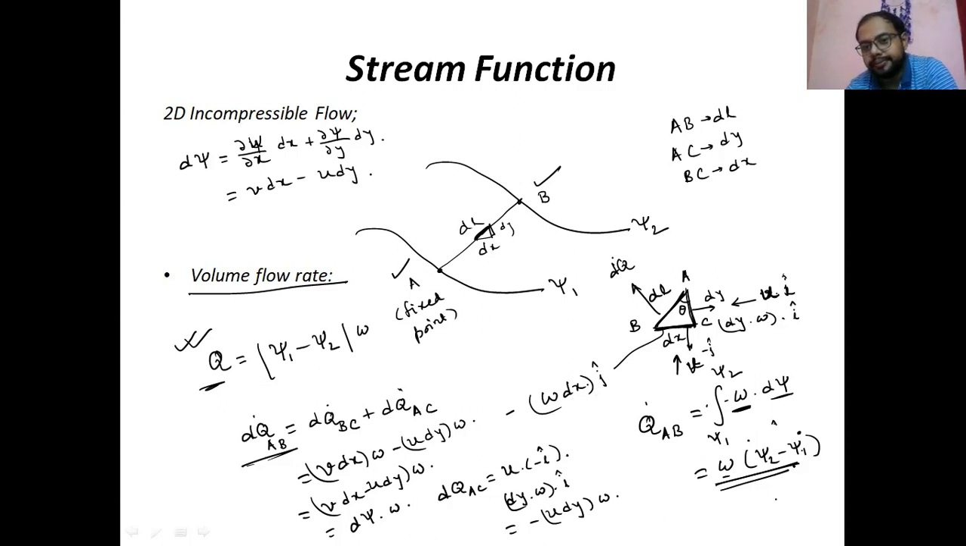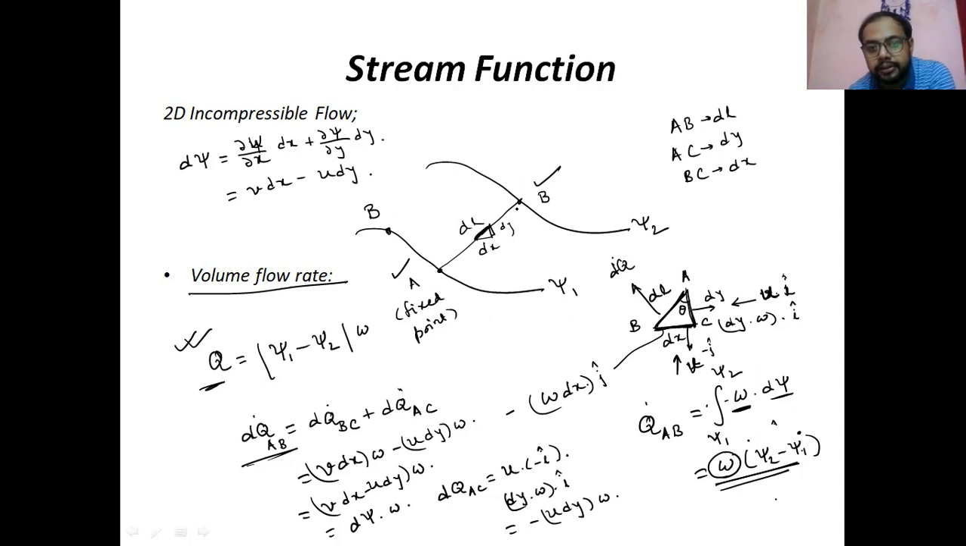no flow. If you consider point A here and point B here, across AB there is no flow rate. So along the same streamline, there is no flow rate. The 2 points should be in different streamlines. Then only you will get the volumetric flow rate, and the value of the flow rate will be the same always. That's the width multiplied by the difference between the stream functions.